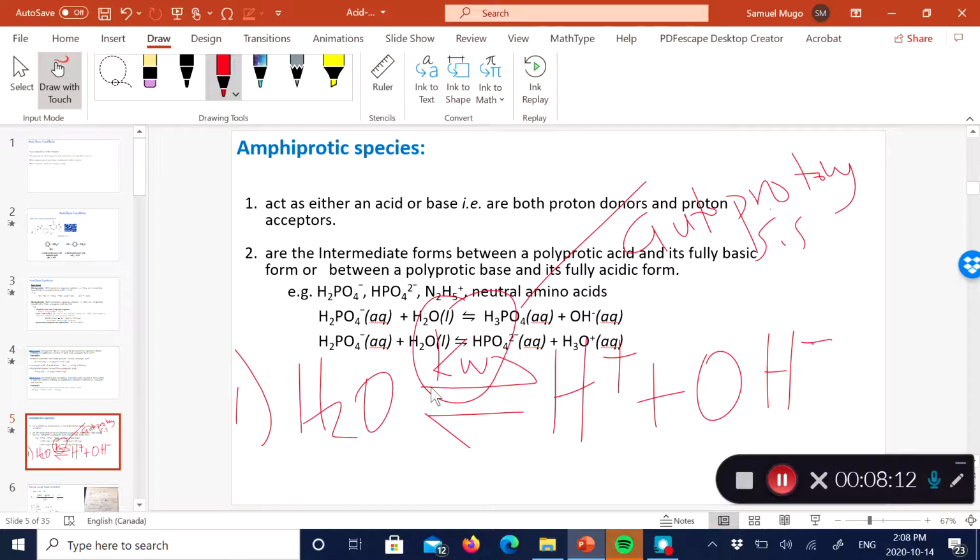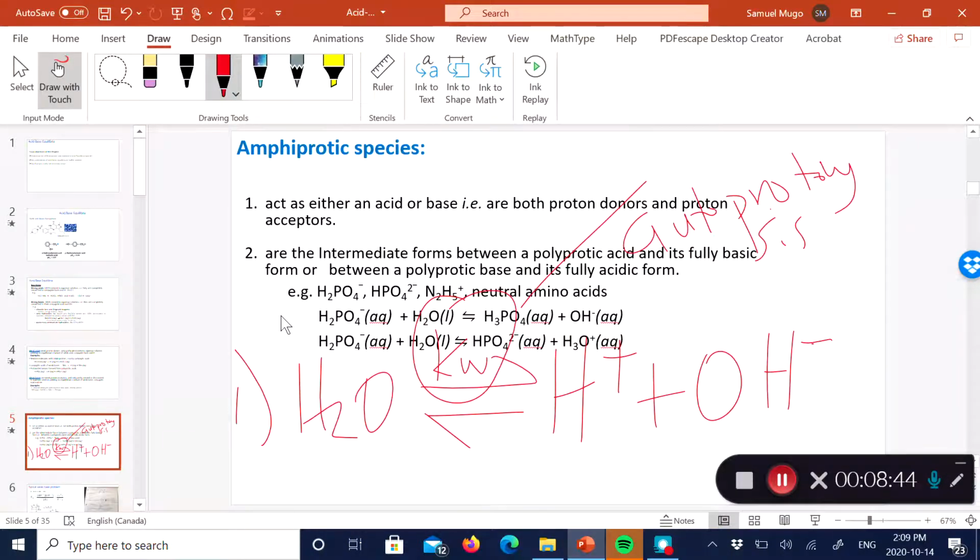Water is an example of an amphiprotic species, meaning that it can give you a hydronium ion and that it can give you a base, which is a hydroxide. Other examples of amphiprotic species would be things like this. If you've got a polyprotic acid or a base, the middle species often would behave as an amphiprotic species. I'll give you an example.